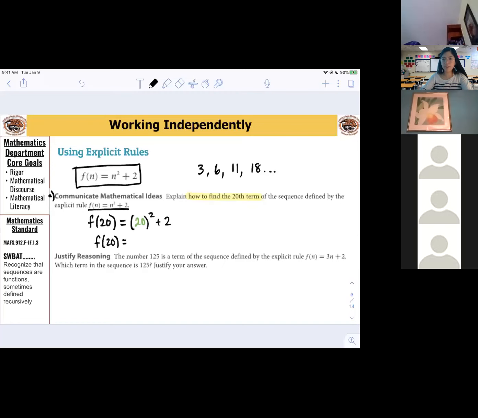Good, I'm seeing lots of correct answers. All right, what's 20 squared? 400. 20 times 20 is 400. And then 400 plus 2 is 402.